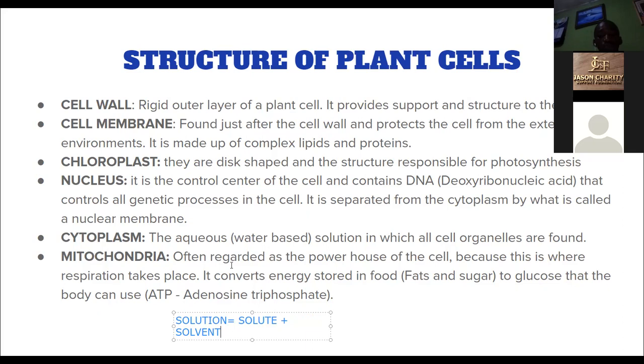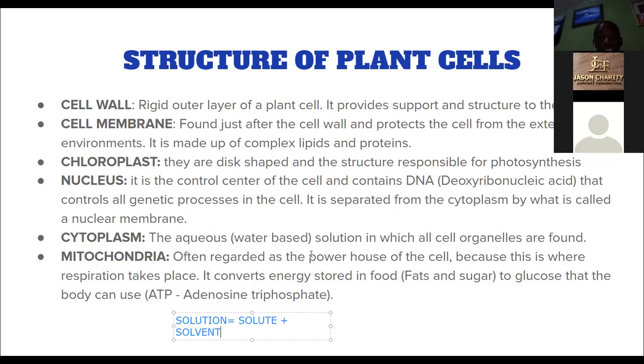Okay, so the mitochondria is often regarded as the powerhouse of the cell. Let's just take note of these things. The nucleus is called what? The control center. The cytoplasm is where all other organelles are found. The mitochondria is regarded as the powerhouse. Why is it regarded as the powerhouse? Because that is the place where respiration occurs. It is the point of respiration in the cells.